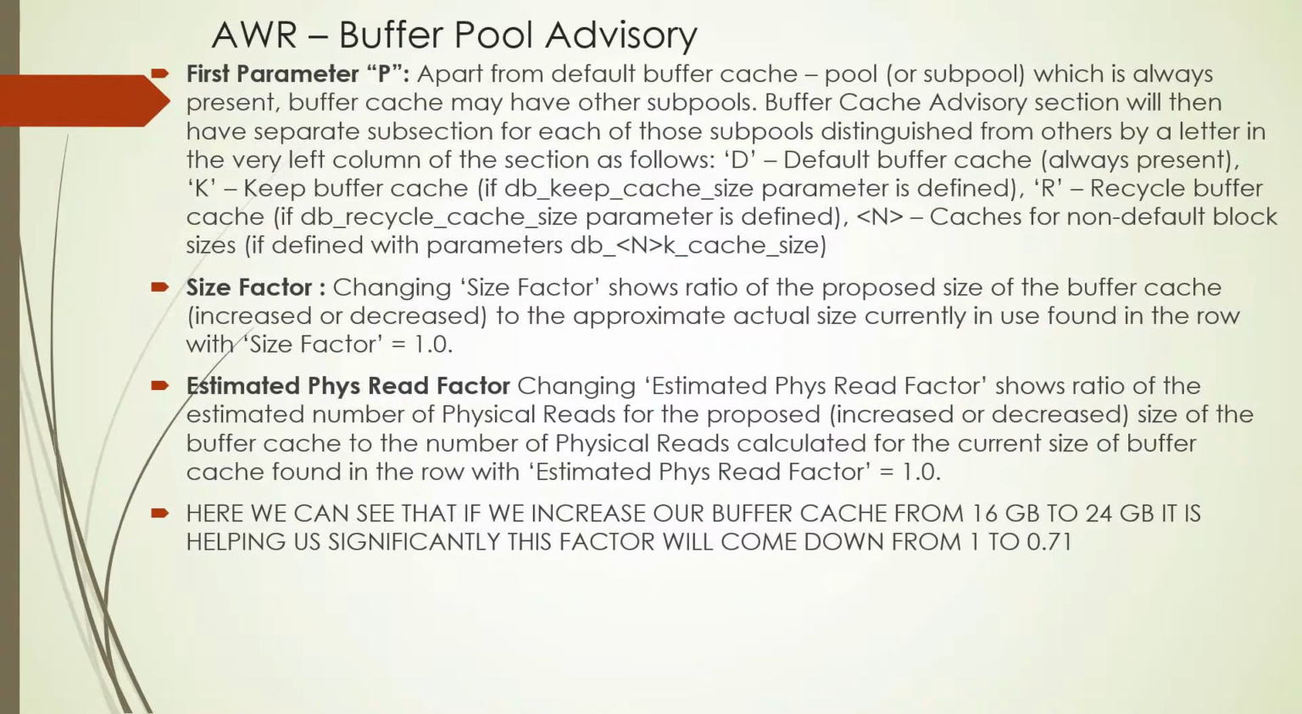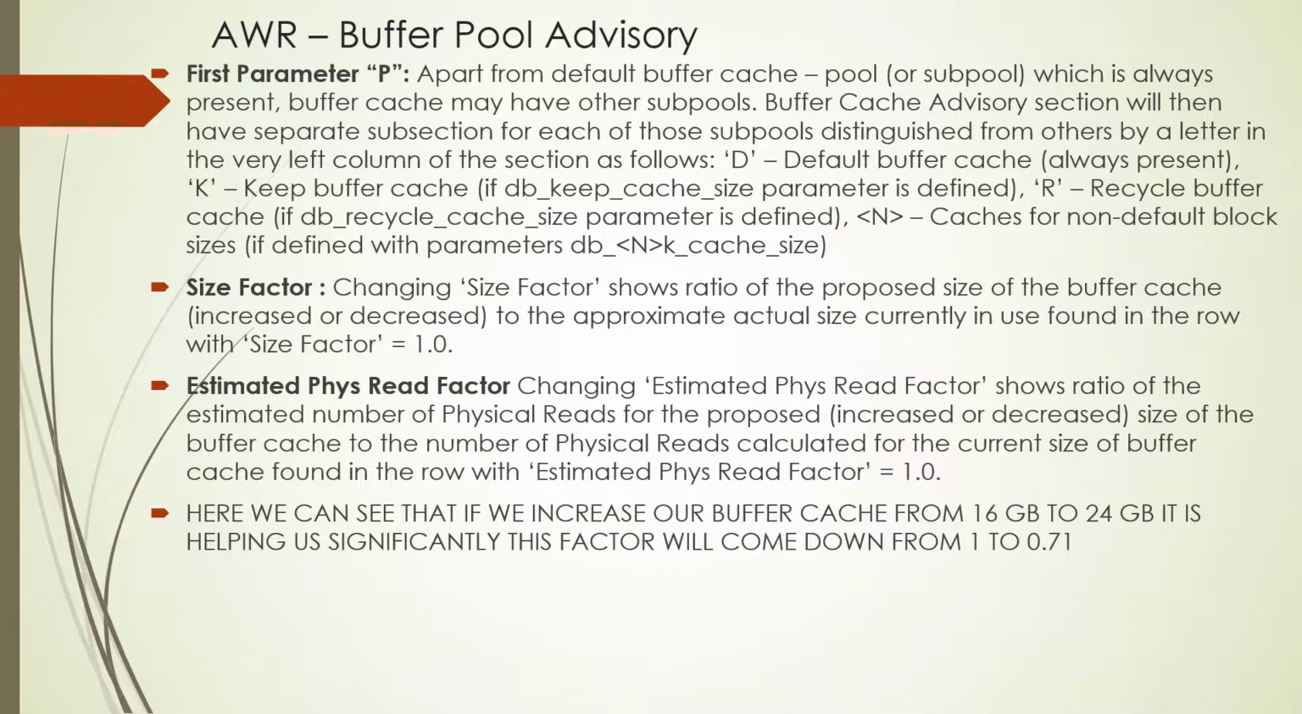Okay, so this parameter P I was talking about. The default buffer cache pool, so parameter P indicates which is present, which is always present. So buffer cache may have other sub pools. The buffer cache advisory section will have a separate subsection for each of the sub pools, distinguished by each and every letter. It follows like D is for default buffer cache, which will be always present.